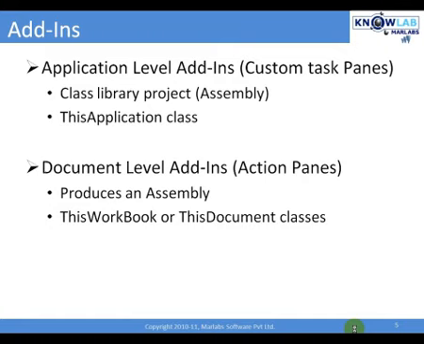VSTO provides two types of add-ins. One is application level add-ins and the other is document level add-ins. An application level add-in is a class library project that produces an assembly associated with a supported Office application. This assembly runs as an add-in within the host application's domain. Using this type of project, you have access to all the .NET namespaces as well as the target Office application's object model. In fact, the project provides a class named ThisAddIn, which gives you easy access to the Office application object.